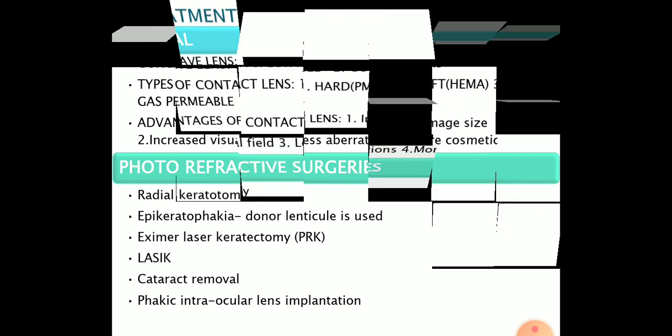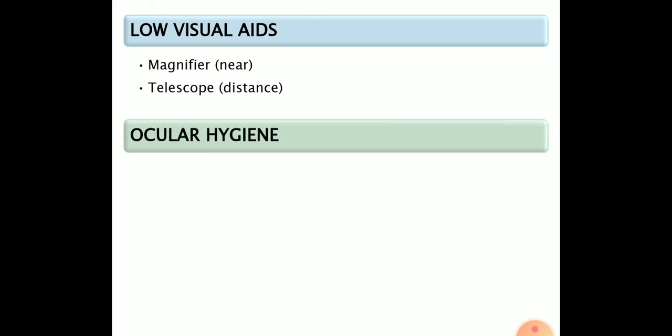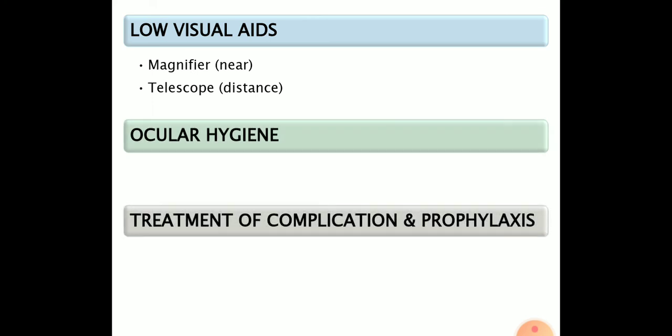Low visual aids, where vision cannot be improved by optical system, then we have to increase the size of the image. For near, we use different type of magnifier, and for distance we use telescope. Next is ocular hygiene and treatment of complication of myopia and prophylaxis to prevent complication of myopia.